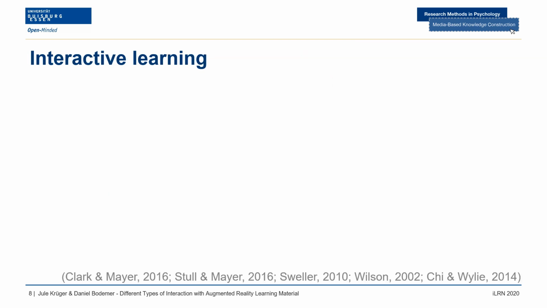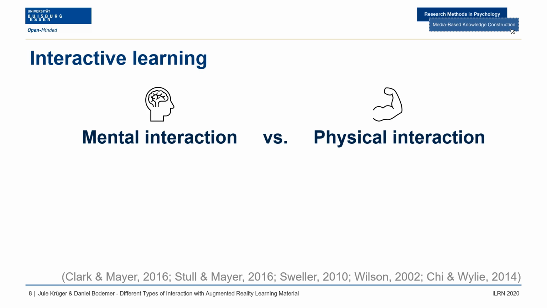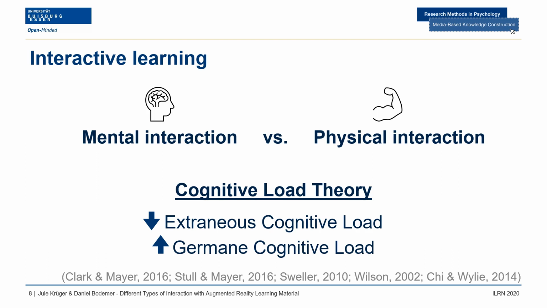Research on multimedia-based learning often states that mental engagement with learning material leads to learning, while physical engagement may even hinder learning. This is often based on cognitive load theory, which says that extraneous cognitive load that hinders learning should be decreased, while germane cognitive load that supports learning should be increased.